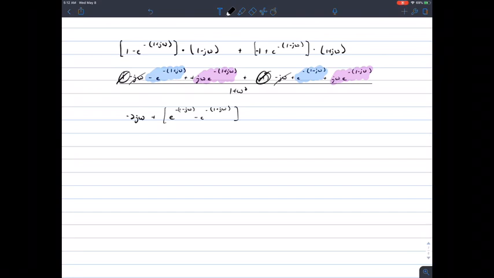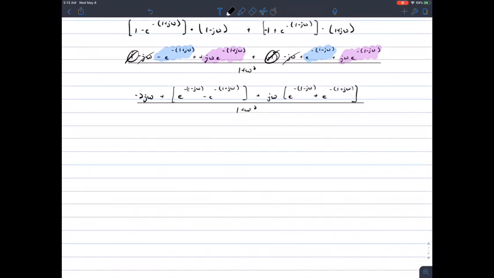Okay, and that's looking like it's going to be a cosine function, plus j omega times e to the negative 1 minus j omega plus e to the negative 1 plus j omega. Okay, and all over the denominator 1 plus omega squared. Okay, so negative 2 j omega.